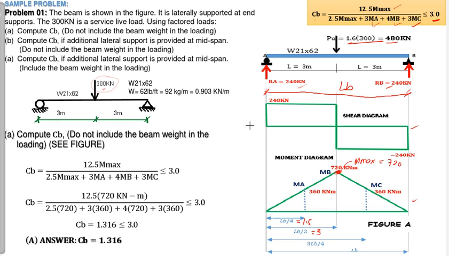Diba? So, para makuha natin yung MA, 720 over 3 is equal to MA over 1.5. So, ilan yung value ng MA natin? So, ang MA natin is equal to 360. So, madali nating makuha ito kasi linear lang yung moment diagram natin. Diba? 360.